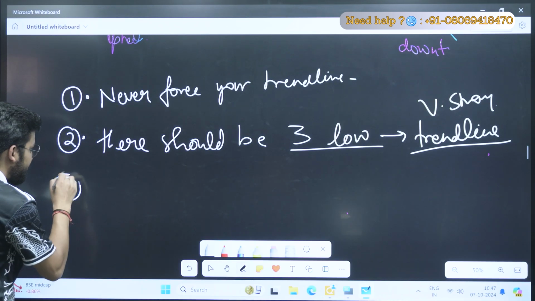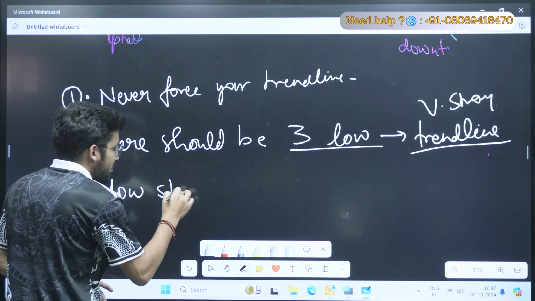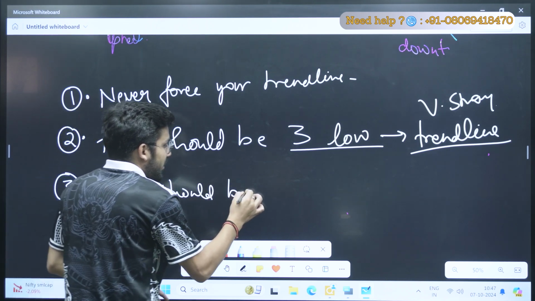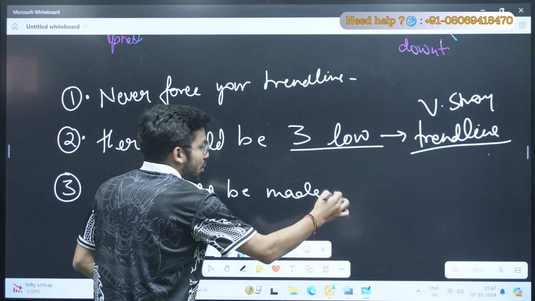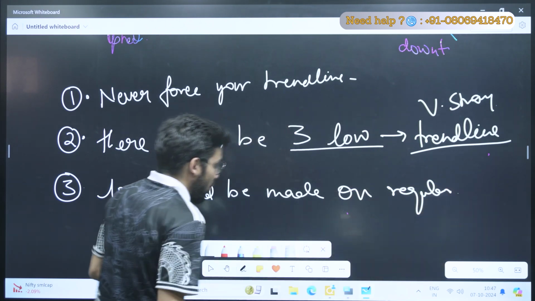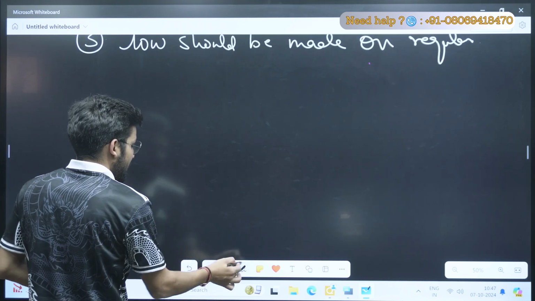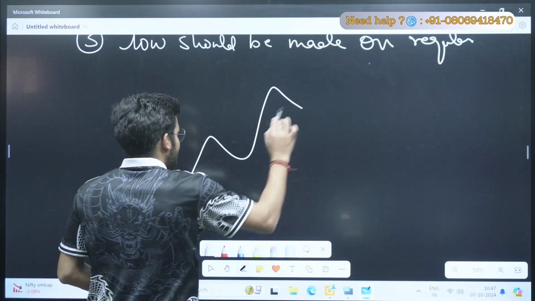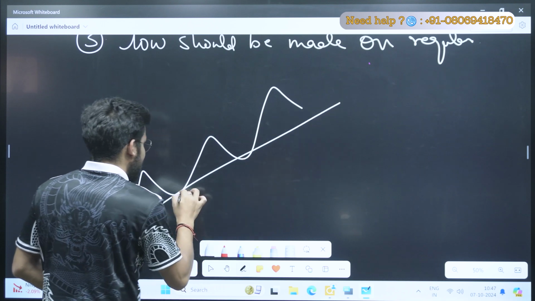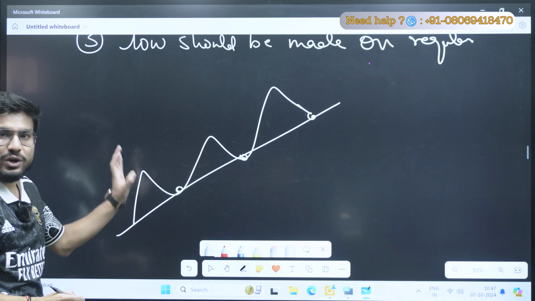Third point is the lows should be made on a regular time interval. Now what it means, for example, you have a trend line like this. Okay, you have a trend line like this. Now all the lows are falling in the same line, right? Now these lows should be on a regular time interval.